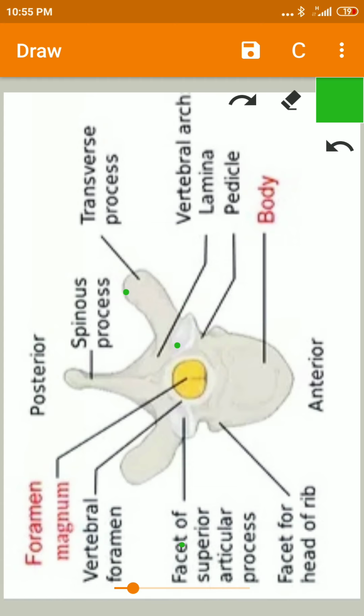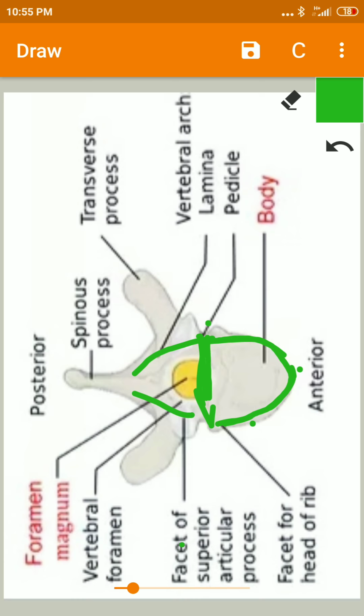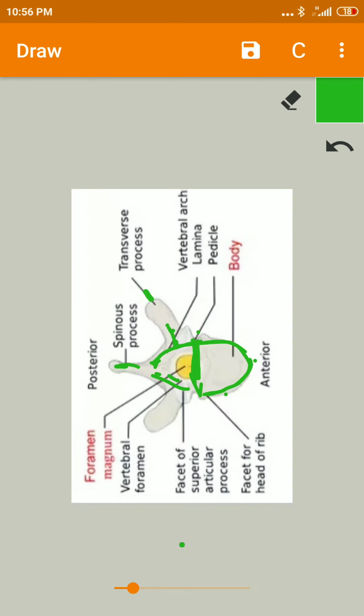So finally we can see the entire parts again. Anteriorly it has the body and posteriorly it has the arch. The anterior part is called the body, almost cylindrical in shape, with 6 surfaces: upper, lower, anterior, posterior, and 2 lateral surfaces. The upper and lower surfaces are rough and articulate with the intervertebral discs. Posteriorly, the arch is formed by the pedicle, which extends posteromedially to form the lamina, which further extends posteriorly to form the spinous process. Passing laterally from the pedicle, it forms another process called the transverse process.